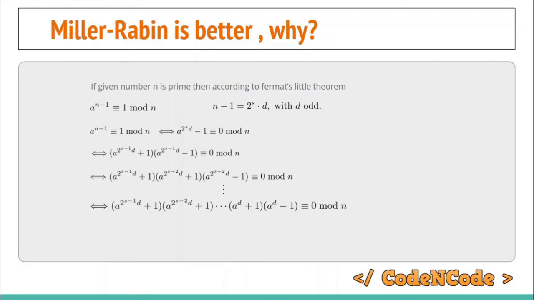Now see here, the reason is that it adds an extra layer of security. Why? See, Fermat's primality test says that if n is a prime number, then this identity should hold. That is the only condition that we are checking.